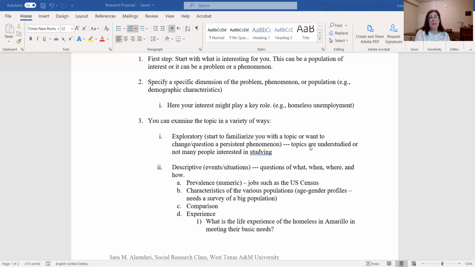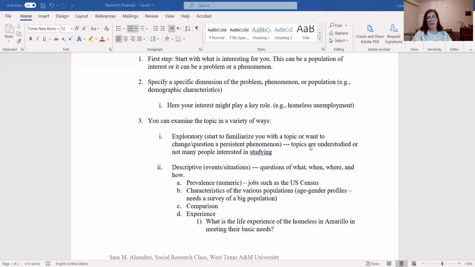Or you may be interested in the demographic characteristics. You might be interested to see what percentage of the homeless population in Texas are women, or what races or age groups they belong to, which is an invaluable research question.